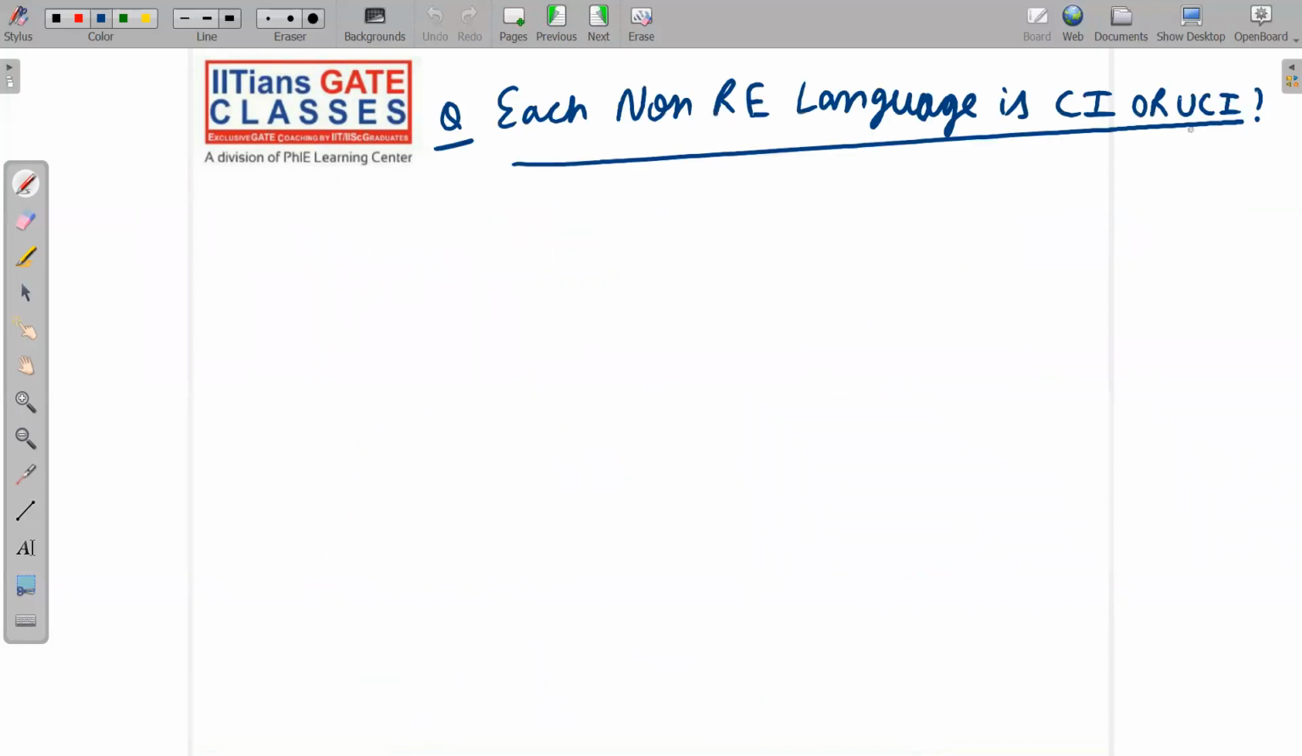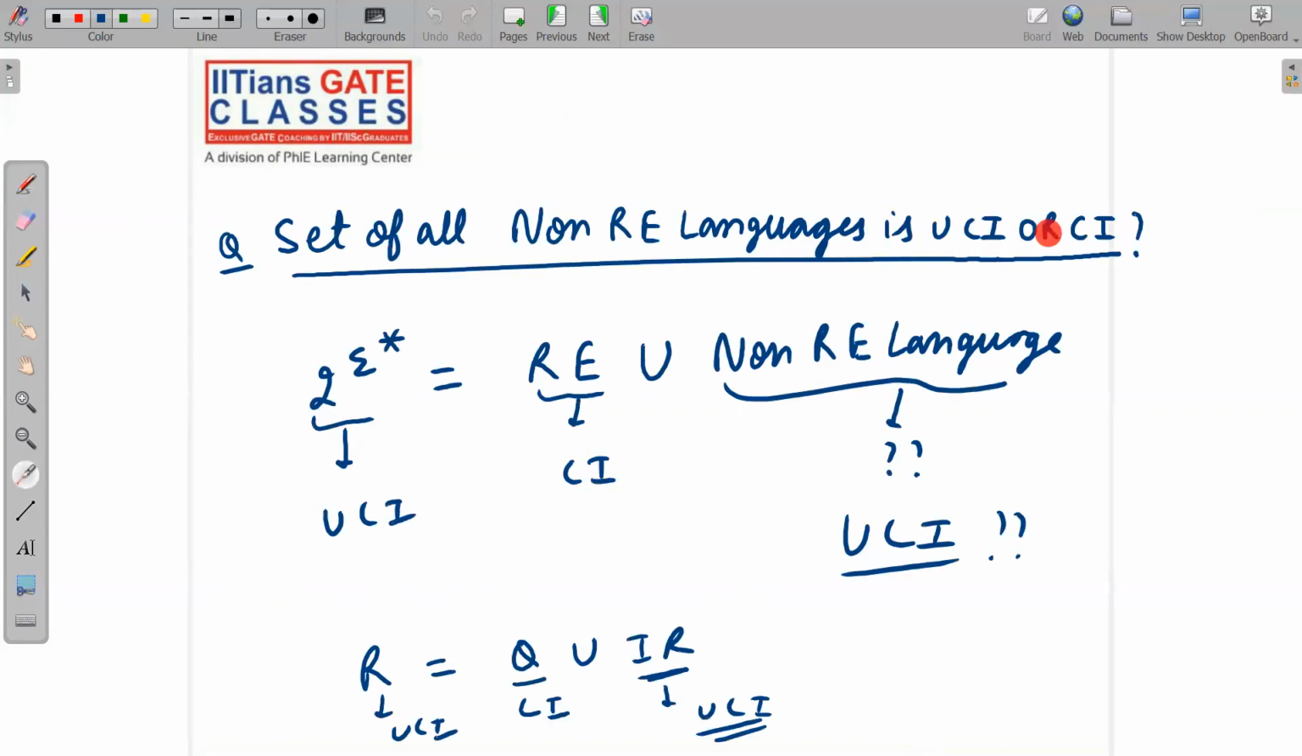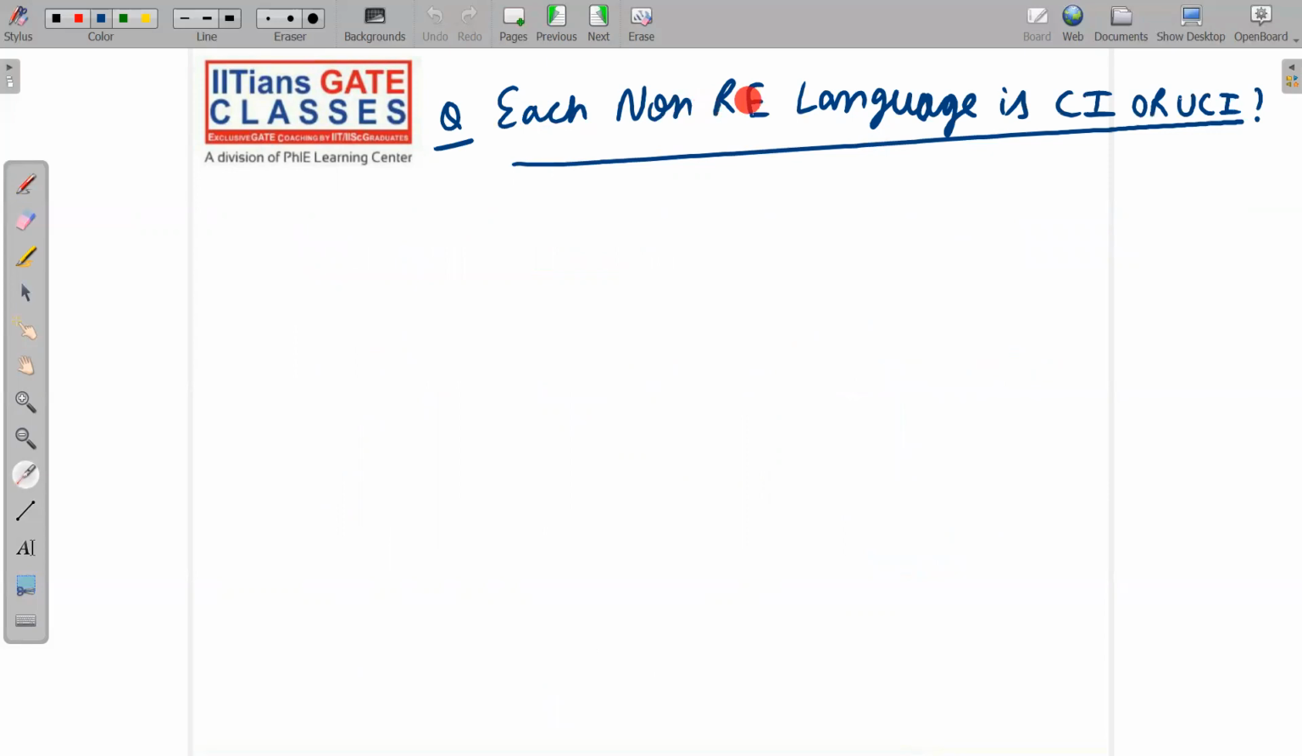Now, is each non-RE language CI or UCI? This is a very good question. Please try to follow it. The set of all non-RE languages is UCI, I have already proved. The next question is about each non-RE language. You pick one non-RE language and say whether it is CI or UCI. So obviously it will be countably infinite. Why? Because each and every L is a subset of sigma star.